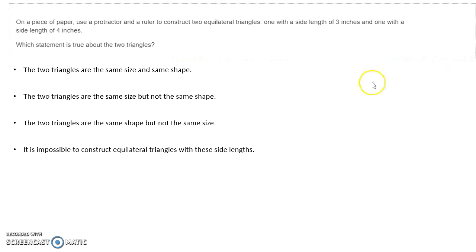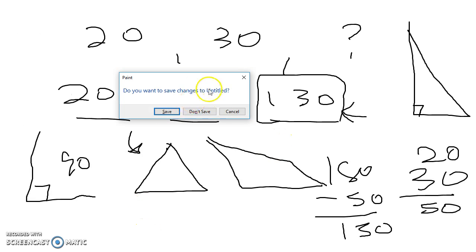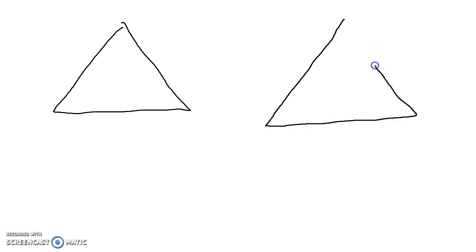On a piece of paper, use a protractor and a ruler to construct 2 equilateral triangles, one with a side length of 3 and one with a side length of 4. And which of these is true? First draw a picture. So 2 equilateral triangles means that all of the angles are equal. And we can talk more about this on Monday if you're not ready for it. But for those of you trying to do it today, I was just making this quick video. So that means all of these angles are 60.